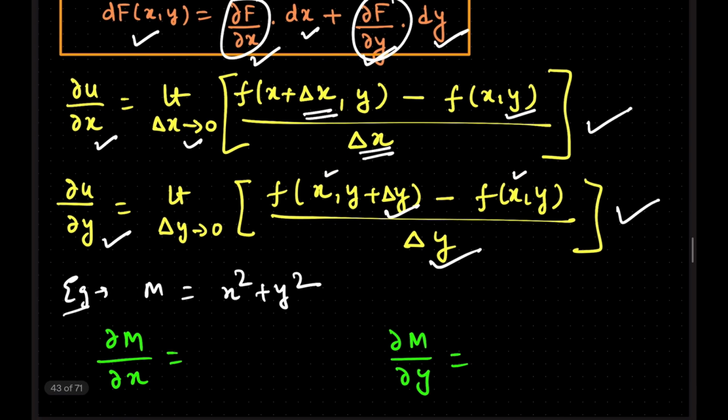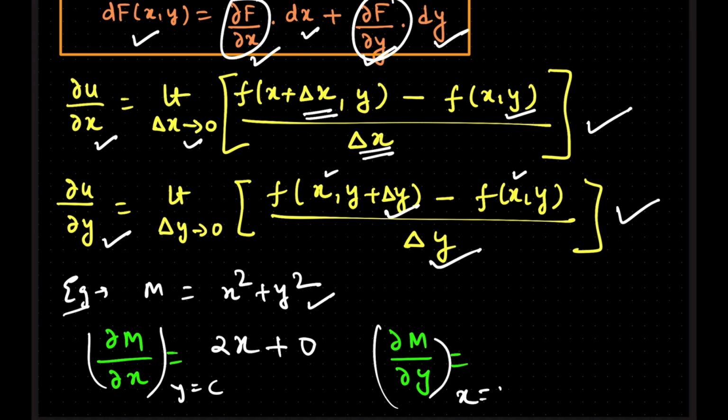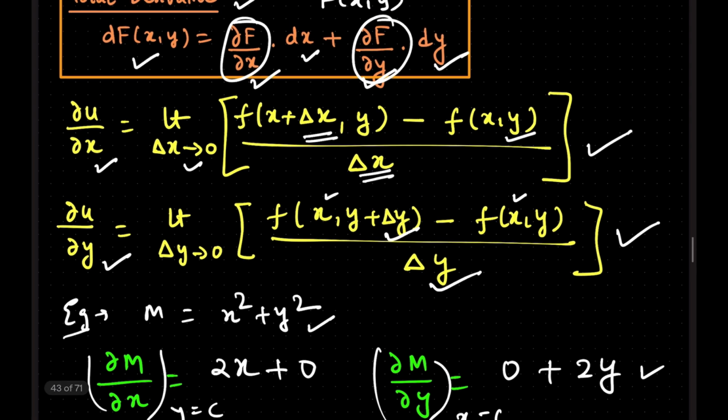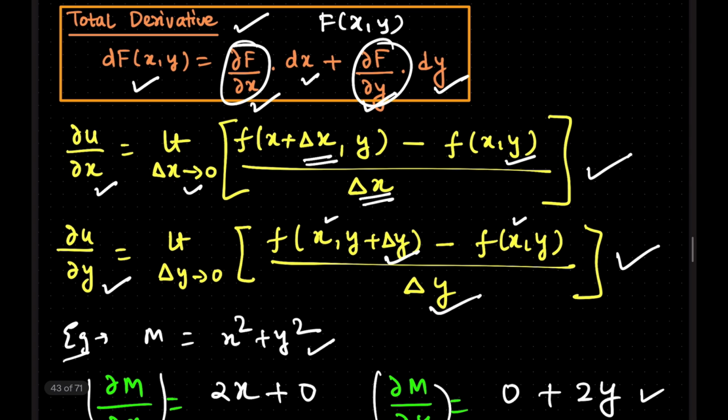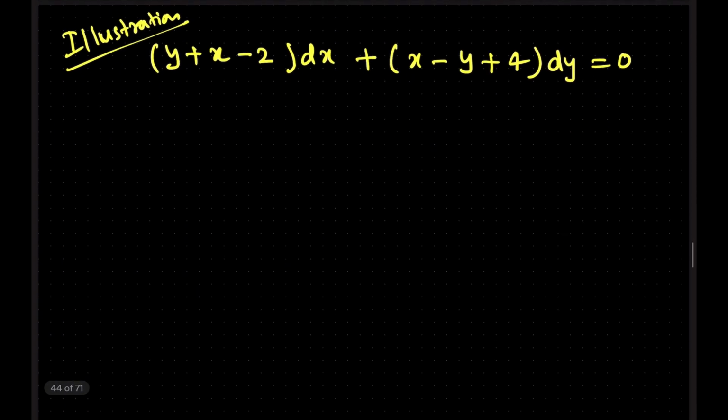For example, if you want to find the partial derivative of M with respect to x, then you have to consider y as constant. So when you differentiate it, you will get 2x here, and here you will get 0. Similarly, if you differentiate this M function with respect to y, you will have to consider x as constant. So now here you will get 0 for this and 2y. I hope you have understood how to find the partial derivative. You can revise in detail, but this was a brief introduction.